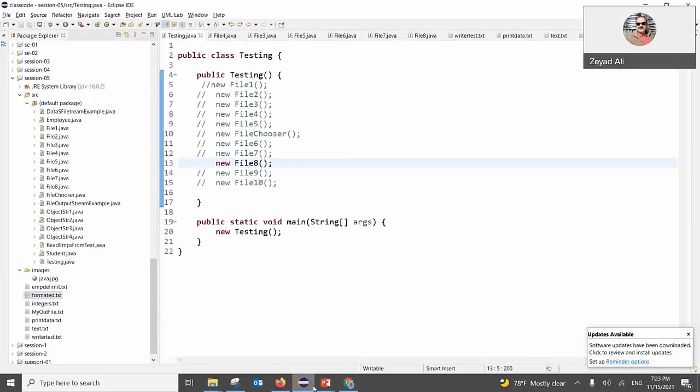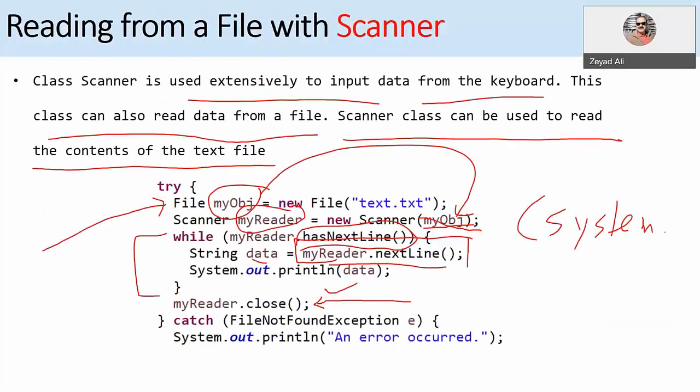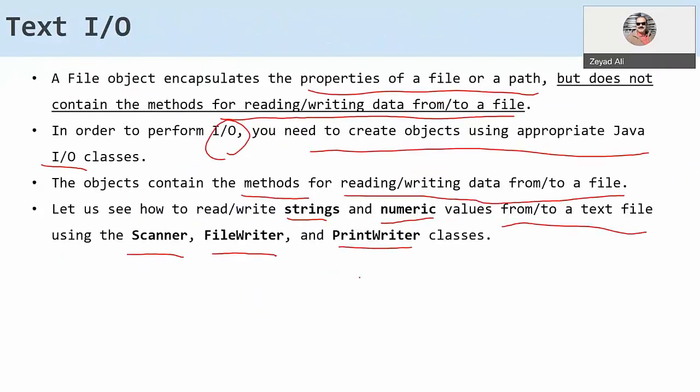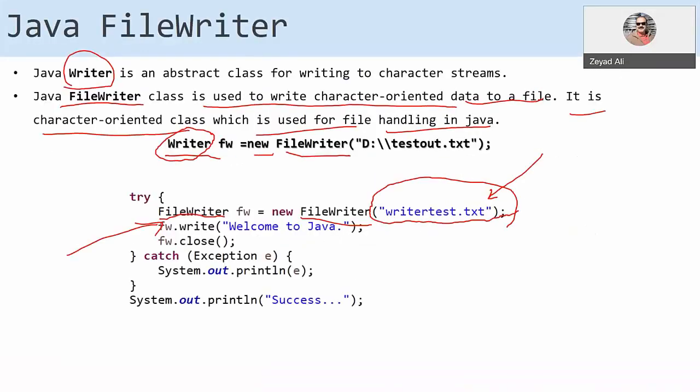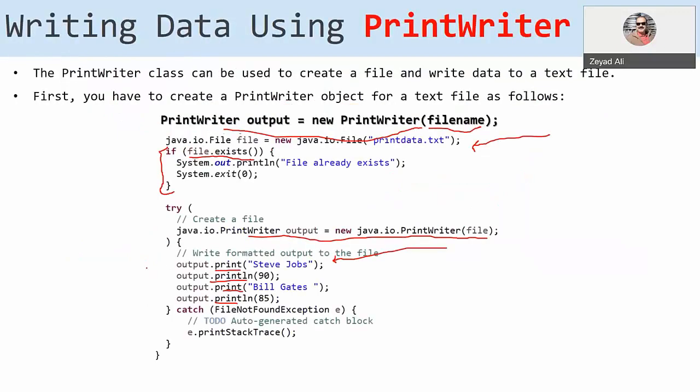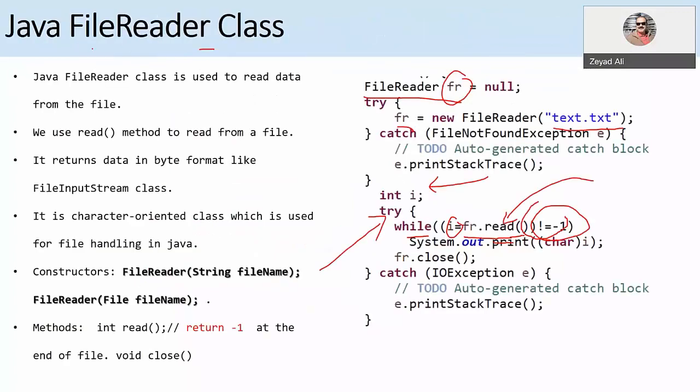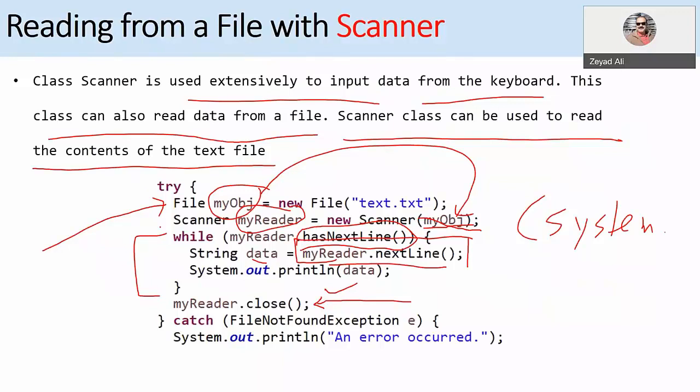So what I want to say, so far, we have seen many ways to read or write data, character-based data only. Using FileWriter, we use write. PrintWriter, we use print and println. Then we went to FileReader. We said FileReader reads one character at a time, and when it reaches the end of file, it gives you -1.